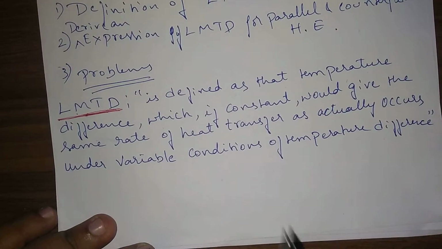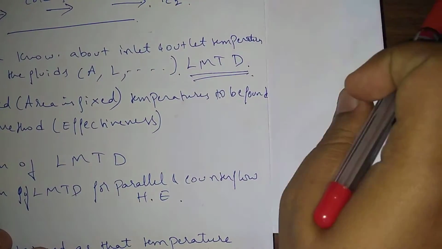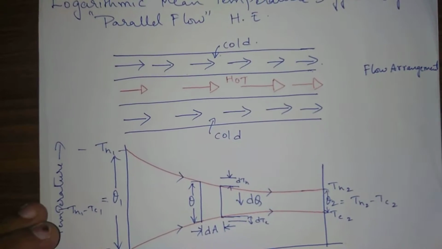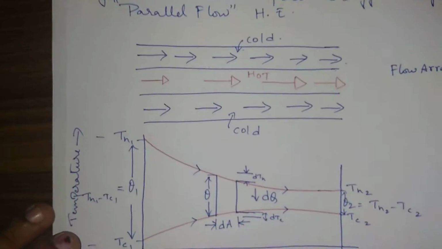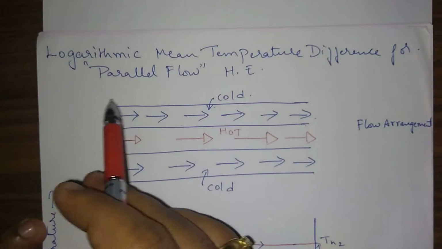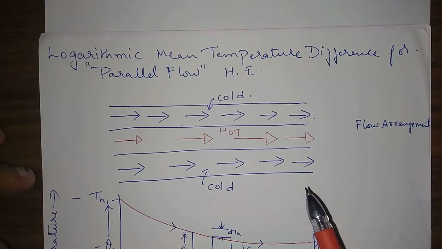So how do we understand this definition? This is what this definition is all about. But I just want to give you an idea about what this LMTD actually is. Let us try to consider, this is what we are going to do now. Obtain an expression for LMTD for a parallel flow heat exchanger.